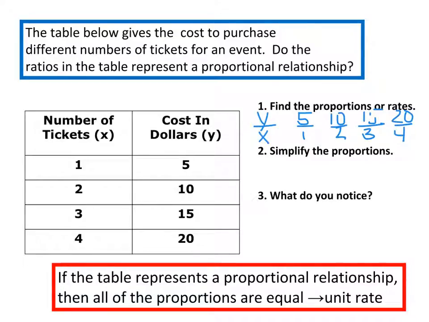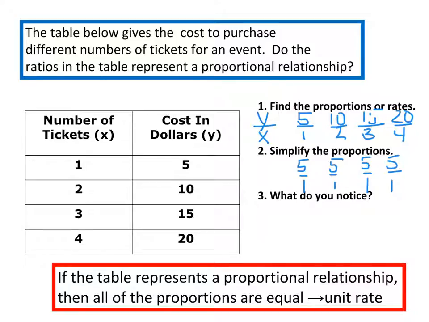Step 2 says to simplify your proportions. The ratio of 5 to 1 is already simplified. The ratio of 10 to 2 simplifies to 5 to 1. The ratio of 15 to 3 simplifies to 5 to 1. And the ratio of 20 to 4 simplifies to 5 to 1.